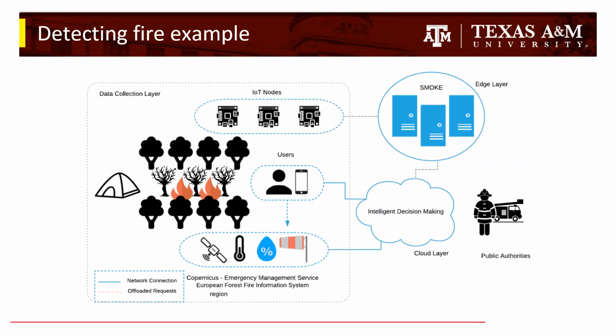So here, as we can see, there are IoT nodes, which let's say are the smoke detectors, which is the edge layer. There are users on the edge layer, as well as there are some sensors. And all of this data is sent to the cloud layer, and at the end, the cloud makes a decision, and then the authorities are informed.